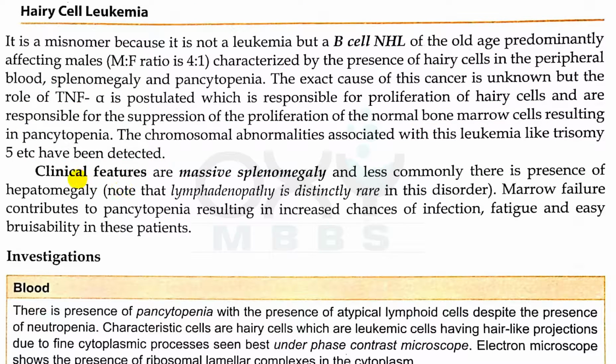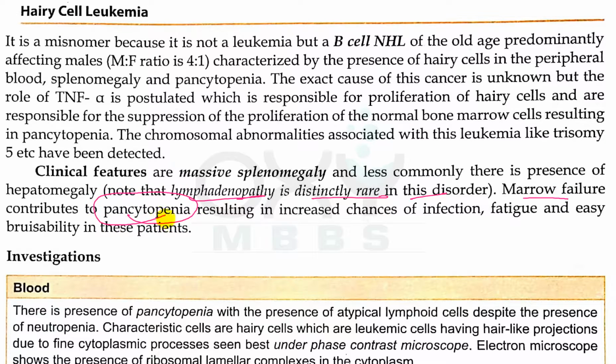Now if we talk about the clinical features, it is associated with massive splenomegaly. In hairy cell leukemia, hepatosplenomegaly is very rare. The most commonly found clinical feature is splenomegaly, massive splenomegaly, but rarely there is hepatomegaly. Lymphadenopathy is also distinctly rare in this disorder, and because of bone marrow failure there occurs pancytopenia.